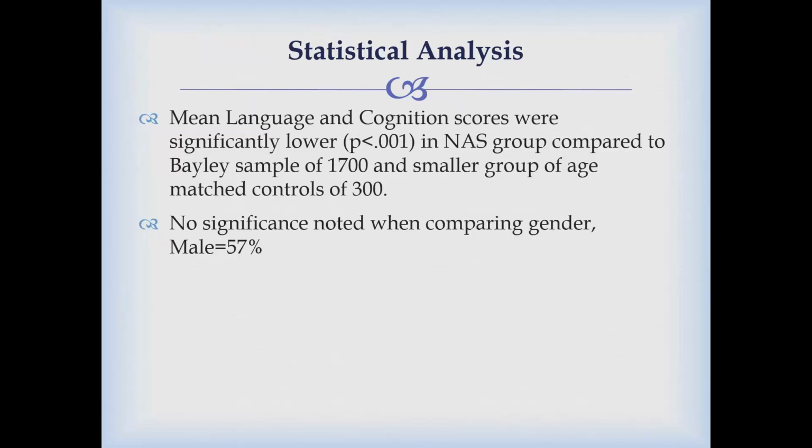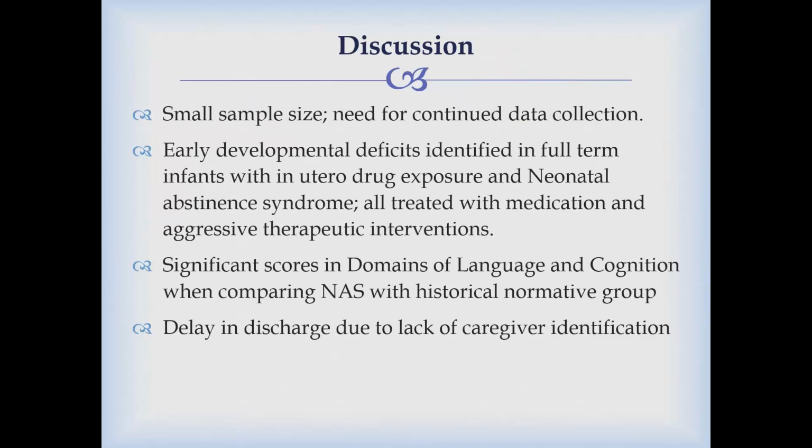So when we looked at the scores, what we found was that the mean language and cognitive scores were statistically lower, p less than 0.001 in our NAS group compared to a Bailey sample of 1,700 for the total Bailey standard, and a smaller group of age-matched controls of 300. We did not find significance noted when comparing male gender, of which there were 57%.